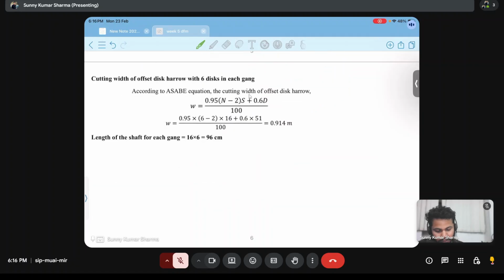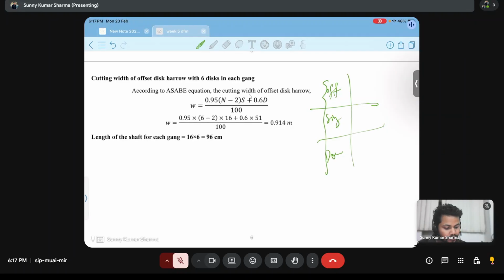So, cutting width. Here, we have seen in the last class that there are three formulas for cutting width. One is for offset disc harrow, one is for single acting disc harrow, and one is for double acting. So for all this, there are equations for getting the cutting width. Using the offset disc harrow formula, we will put all this N and D here, and we will get the width as 0.91 meter. So this is the cutting width.